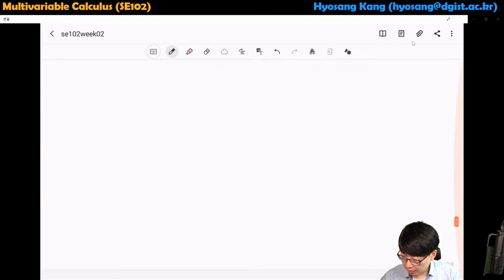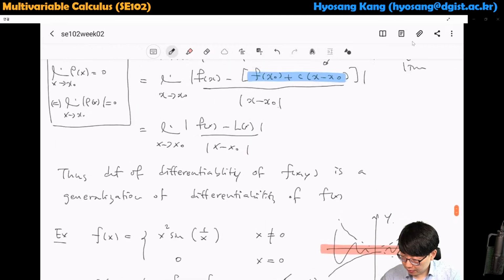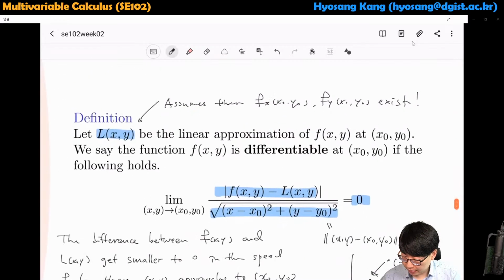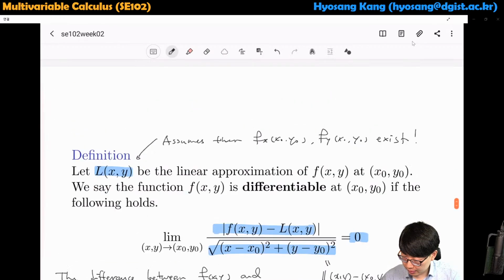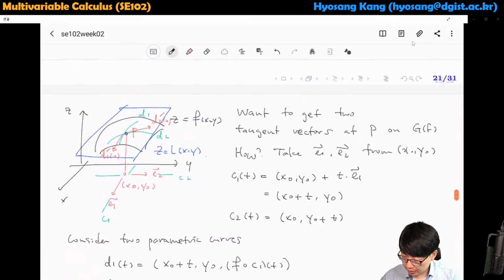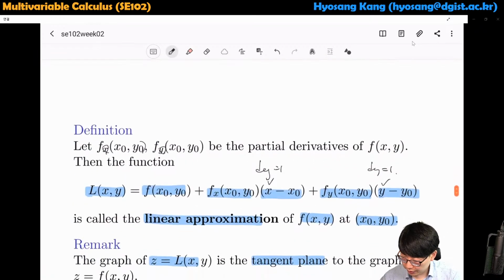So I think the problem is that when I defined my linear approximation, I already assumed that the partial derivatives f_x and f_y exist. But there is another way to define the linear approximation.